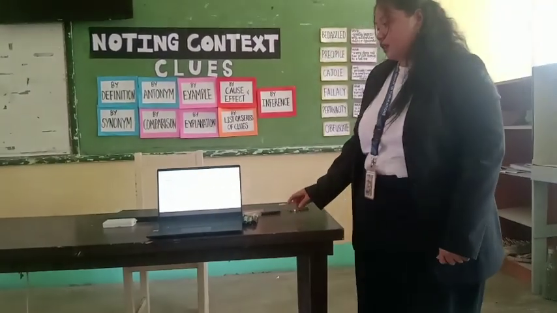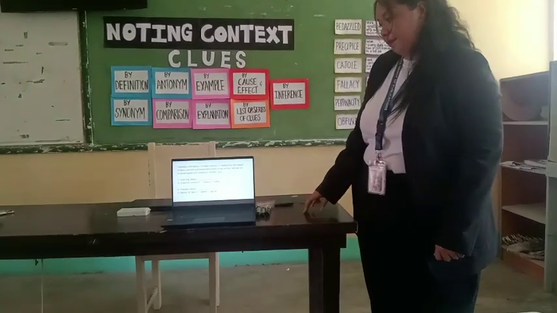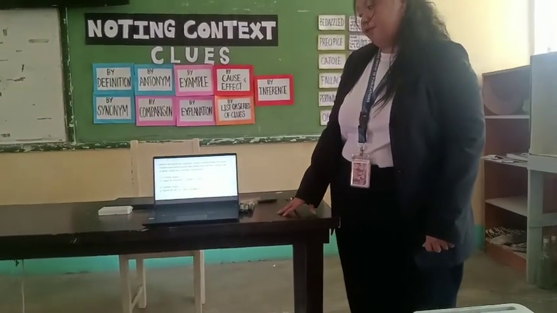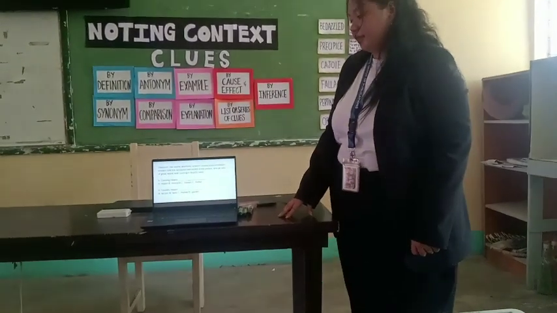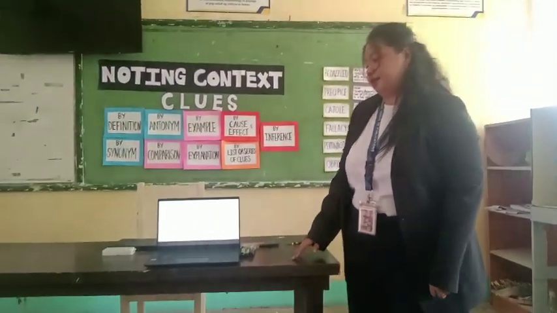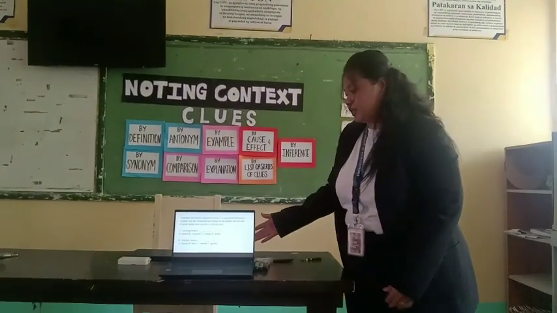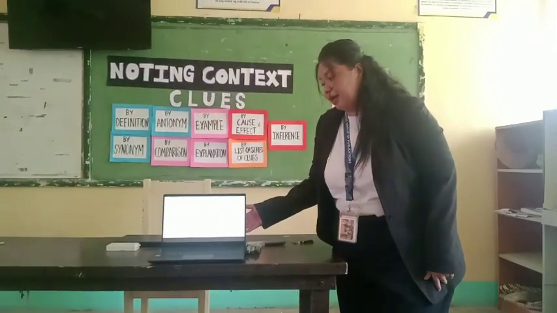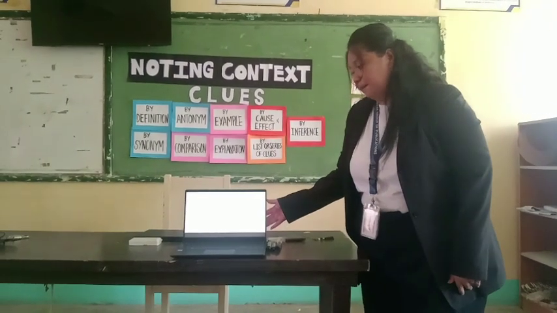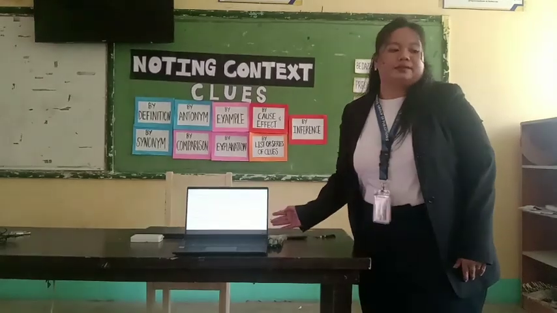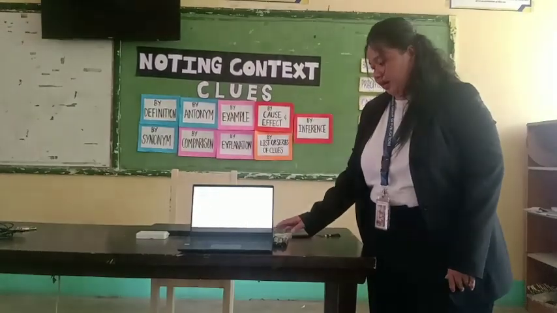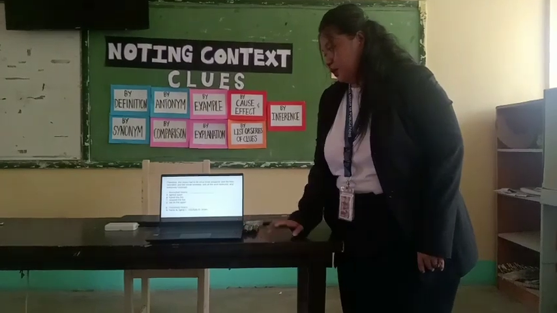Okay, number 6. Foundry means blank. A, factory. B, farm. C, market. D, garden. Again, foundry means blank. A, factory. B, farm. C, market. D, garden. Done? Done, ma'am.